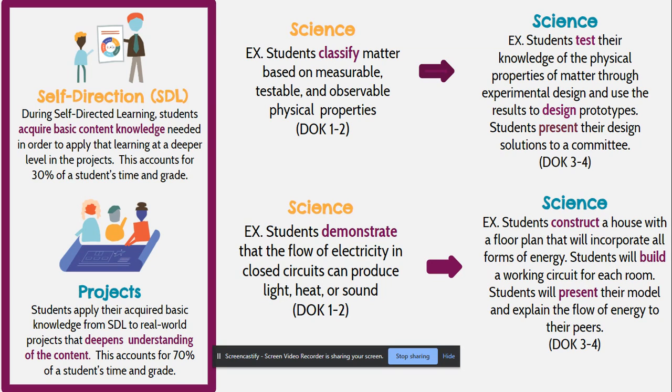Another example, students demonstrate that the flow of electricity in closed circuits can produce light, heat, or sound. Within the project, students will construct a house with a floor plan that will incorporate all forms of energy. Students will build a working circuit for each room. Students will present their model and explain the flow of energy to their peers.